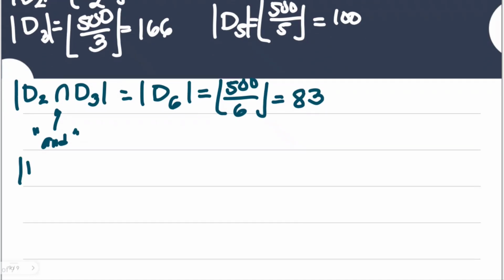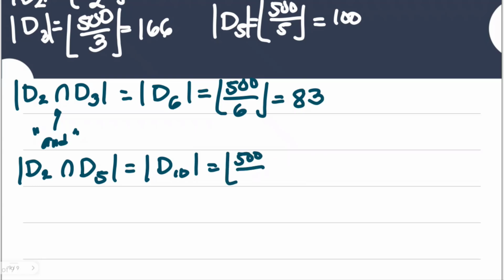Similarly, when we talk about the number of integers divisible by 2 and 5, it's actually divisible by 10. Because these are the numbers that are multiples of both 2 and 5 together in terms of divisibility. So you have here 500 over 10, again the floor, you will get here 50.